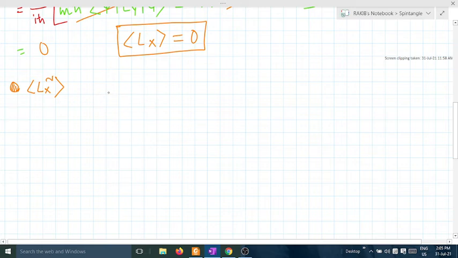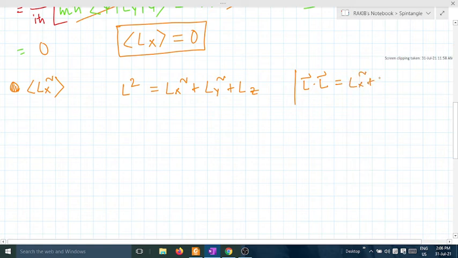we know one thing, that angular momentum L square equals Lx square plus Ly square plus Lz square. It can resemble the fact that L dot L vector becomes Lx square plus Ly square plus Lz square. In classical mechanics we have been taught that the L square operator is given as Lx square operator, Ly square operator and Lz square operator.